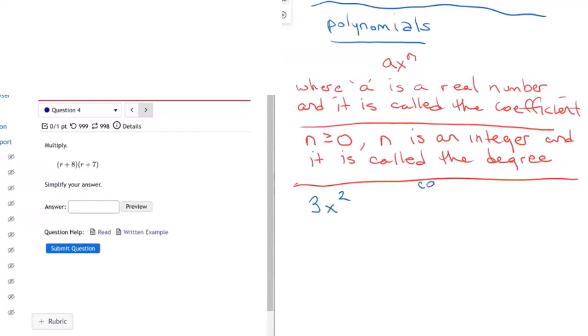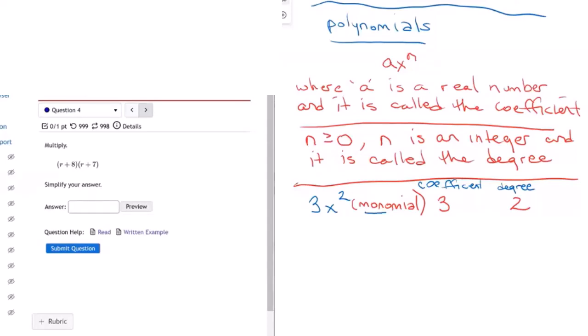Now, if I have 3x squared, I have a coefficient, I have a degree. My coefficient here is 3. My degree is 2. And this is called a monomial. It's called a monomial because it has one term, ax to the n, and mono means 1.